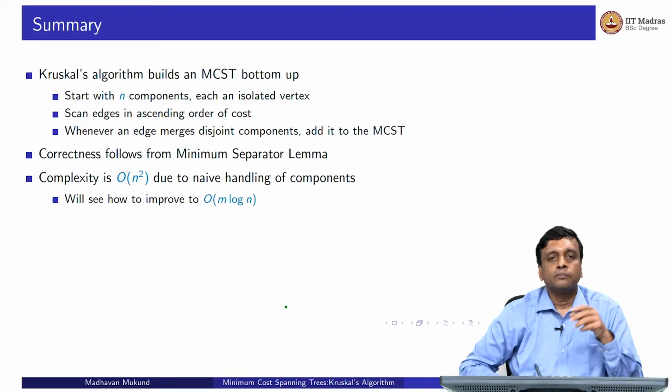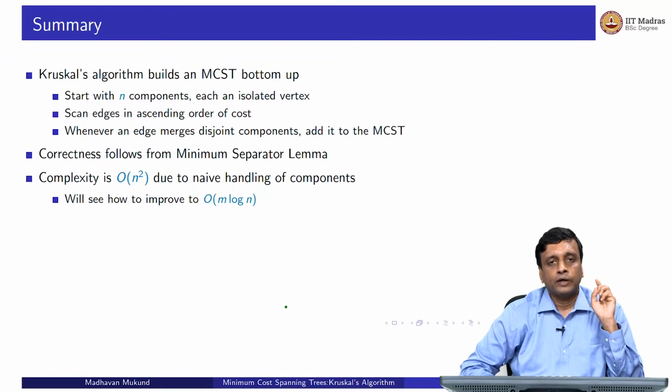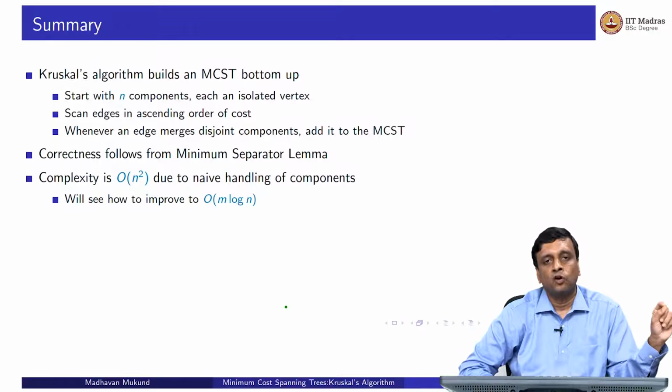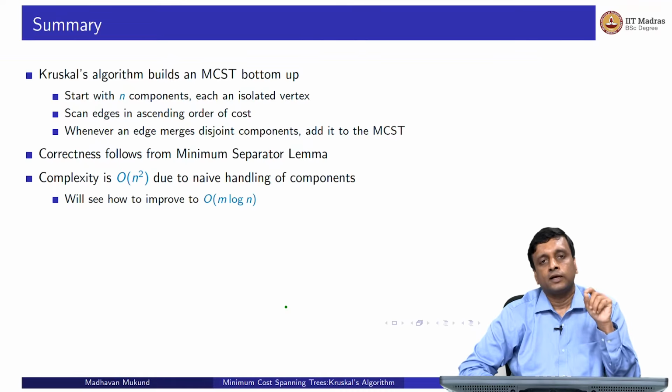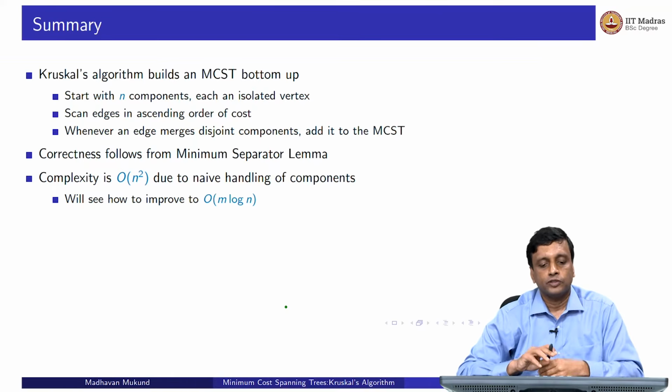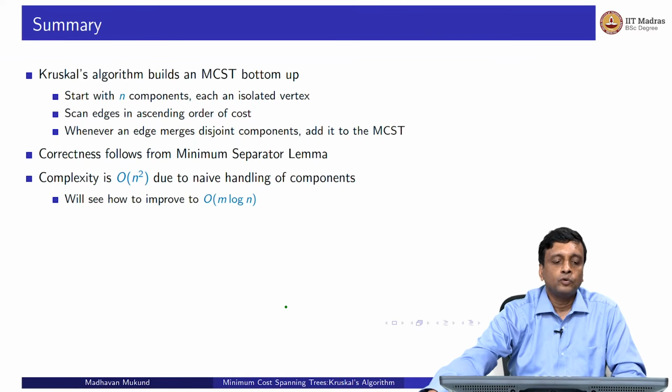Now this algorithm that we implemented turns out to have cost n squared because of this component merging problem. Every time we need to merge two components, we said we have to scan through all the vertices and update the component of every vertex, because we cannot directly say, given a vertex u, which are all the other vertices in the same component as u. And we will see later how to come out of this n squared and make it m log n.